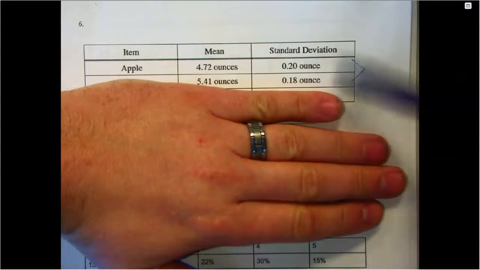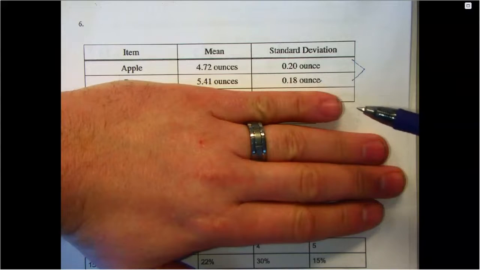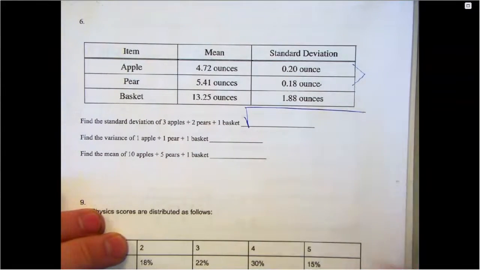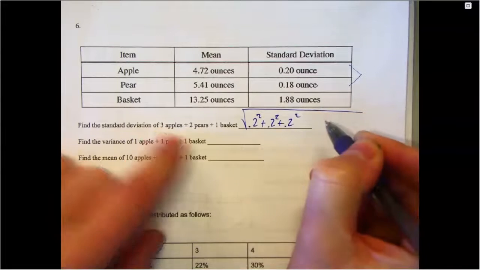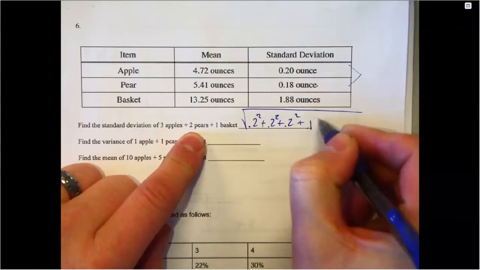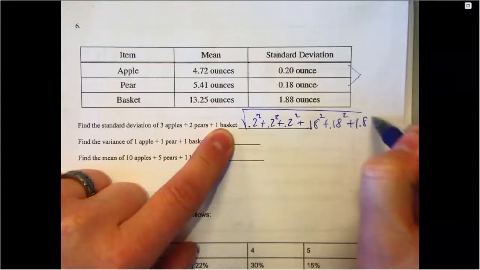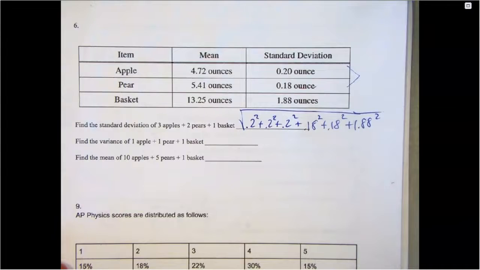You would go 0.2 squared plus 0.18 squared and square root, right? Okay. So all I do is just keep doing that with all of the things. So 3 apples, so I go 0.2 squared plus 0.2 squared plus 0.2 squared. 2 pears, 0.18 squared plus 0.18 squared. 1 basket, 1.88 squared. I add up all of those, and then I square root it.